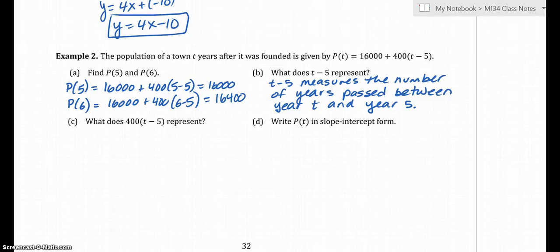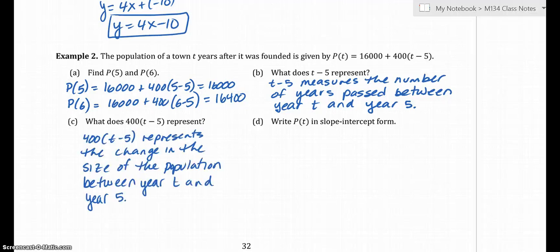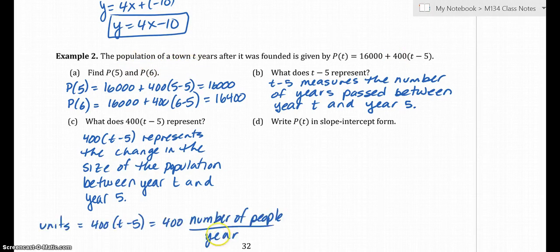What does the 400 times t minus 5 represent? It represents the change in the size of the population between year t and year 5. To see this, let's look at the units. The 400 is a slope, which would be the rate of change. So it would be the number of people per year. So there that is. So I'm looking for the units of the whole thing.